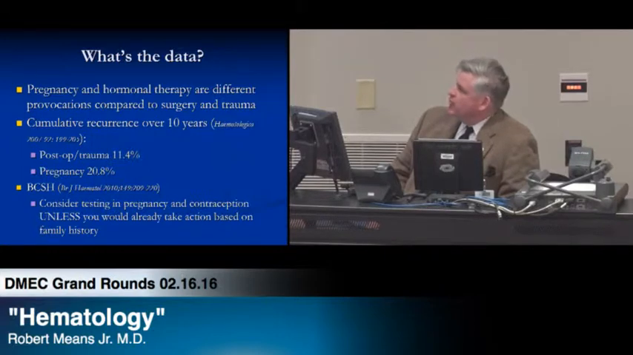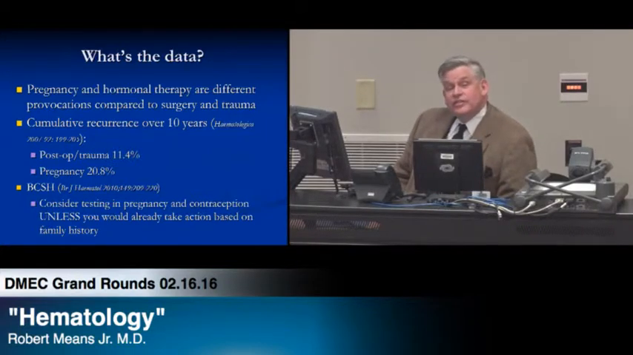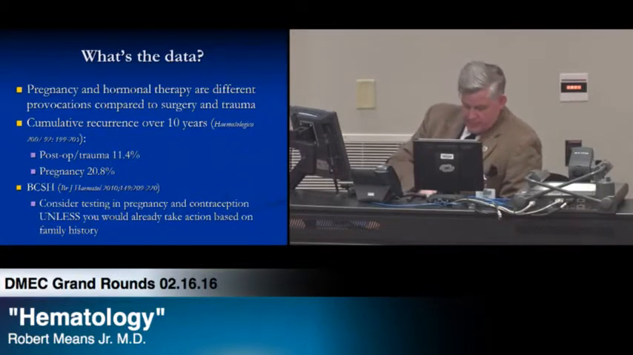So what's the data on pregnancy and hormonal therapy being different provocations compared to other transient things like surgery and trauma? Again, if you go back to that study which looked at the cumulative recurrence over 10 years, you see again about 11% for post-op and trauma, about twice as much for pregnancy after 10 years. The British Committee guidelines suggest you would consider testing in pregnancy and contraception or hormone therapy unless you had already taken action based on family history by itself.